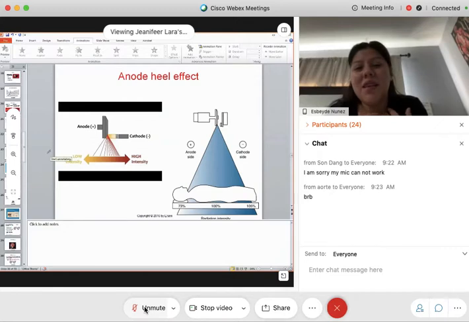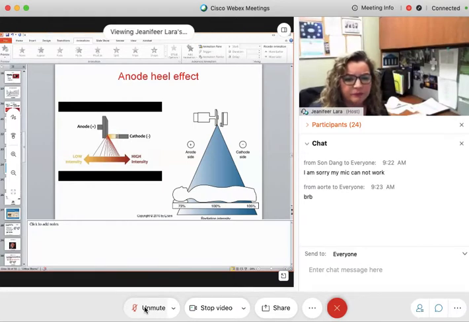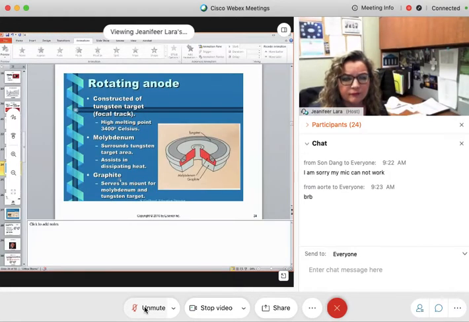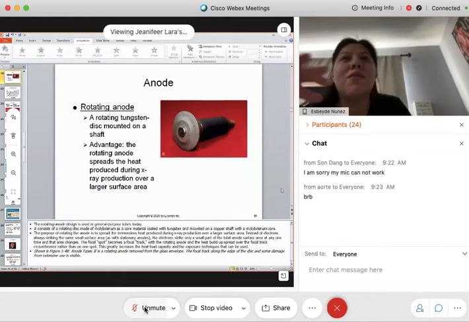Hold on. Let me get to it. So, come one more time. So the focal track is made of tungsten, right? Yeah. And then it has rhenium, like splashes of rhenium. Right. And then the molybdenum is like what surrounds it.